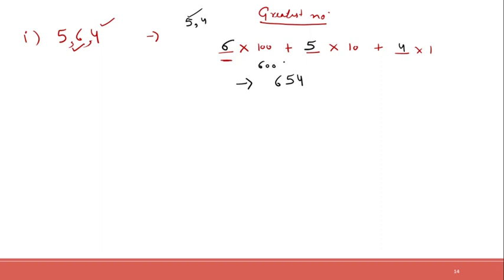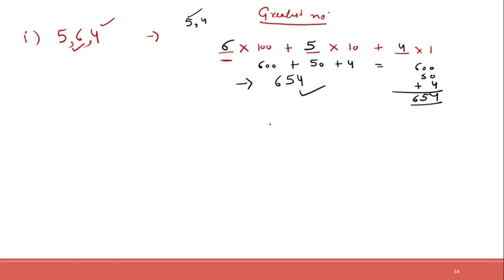We just add it. 600, as we have studied in our previous lecture, we just have to add it. 600 plus 5 into 10 is 50 plus 4 into 1 is 4. It is 600, 50 and 4. Add 4, 5, 6. This is what we'll get. That's why I have written it here.